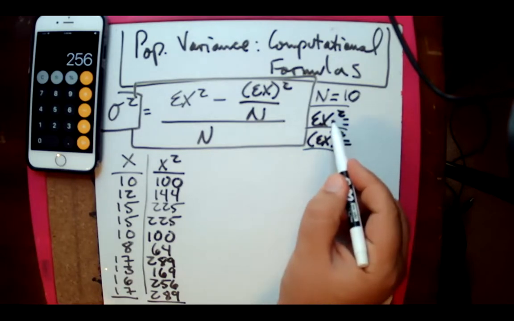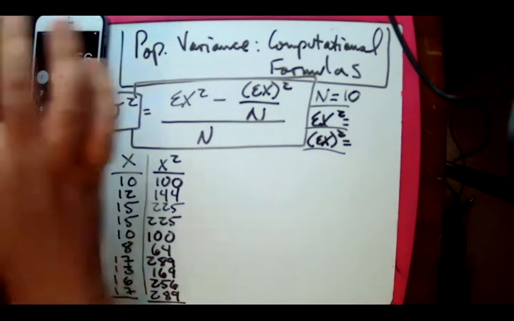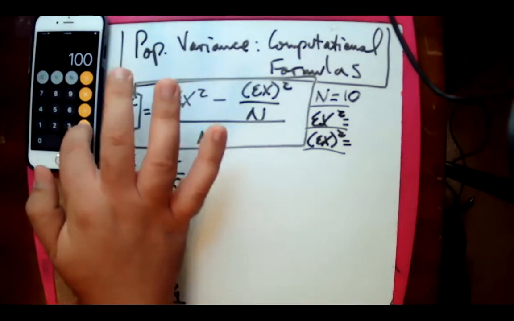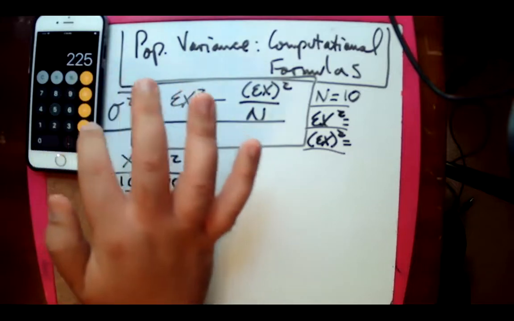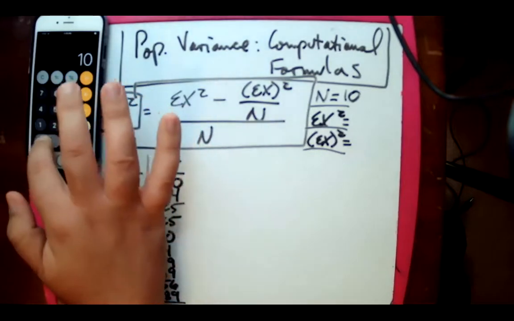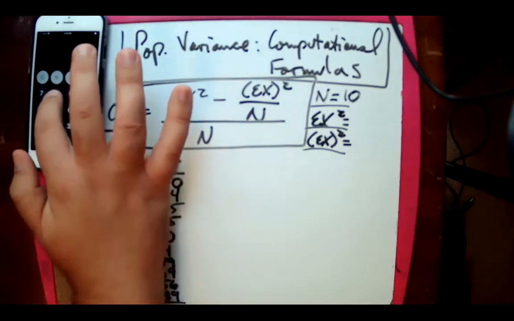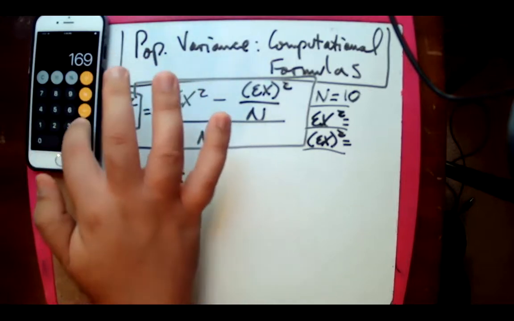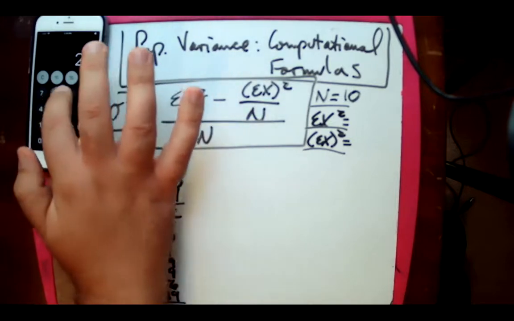To get the sum of the squared x's, we simply add up this column here. Now that's a lot of numbers, most of them 3-digit numbers, so give me a sec. Let's get the calculator out. So we do 100 plus 144 plus 225 plus 225 plus another 100 plus 64 plus 289 plus 169 plus 256 plus 289 equals.